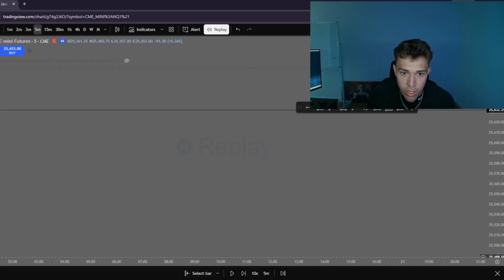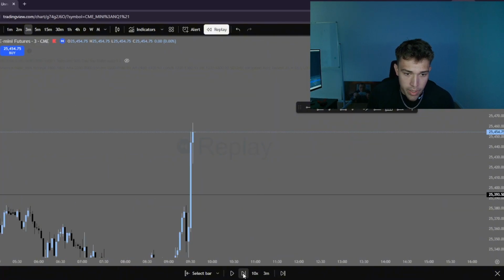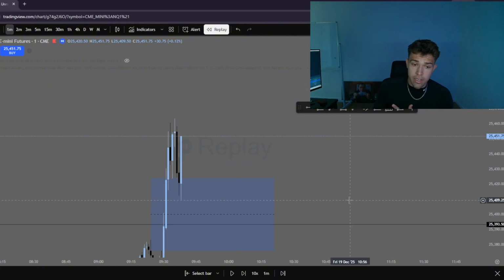Now, basically what we want to look for is a retracement to a higher time frame fair value gap and then pretty much displacement out of it. So, 3-minute fair value gap, price comes in, retaps. Now, if we displace out of it, then that's good.